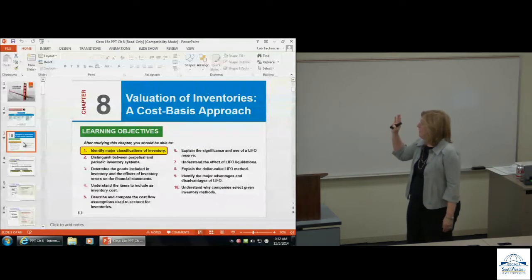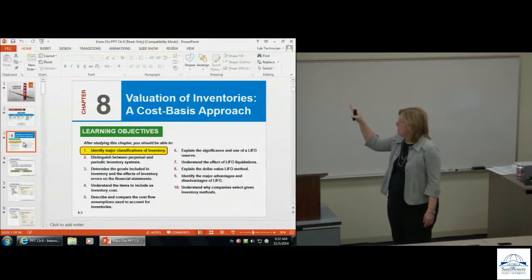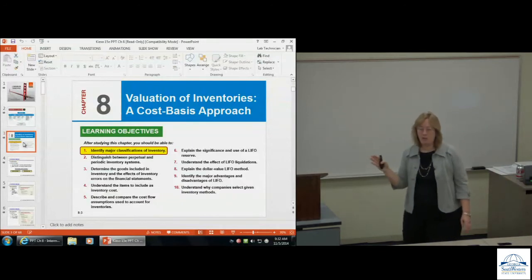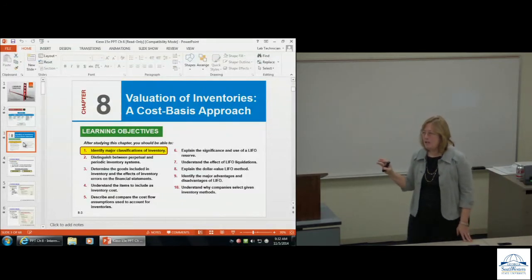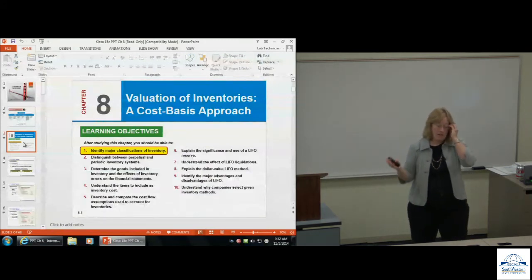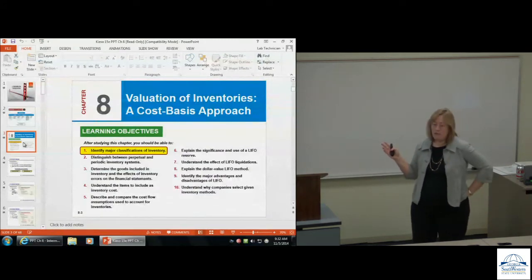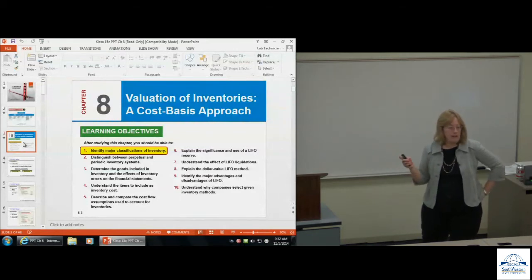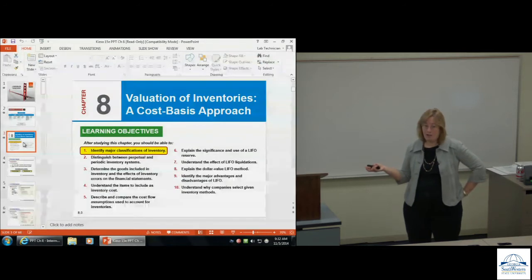And then Wednesday, we're going to go over 6, 7, and the rest of that, which in the main part of that is dollar value LIFO and the LIFO reserve. So that'll be something new that you haven't really done before, dollar value LIFO and LIFO reserve, and that's really kind of the hardest part of the chapter, okay?